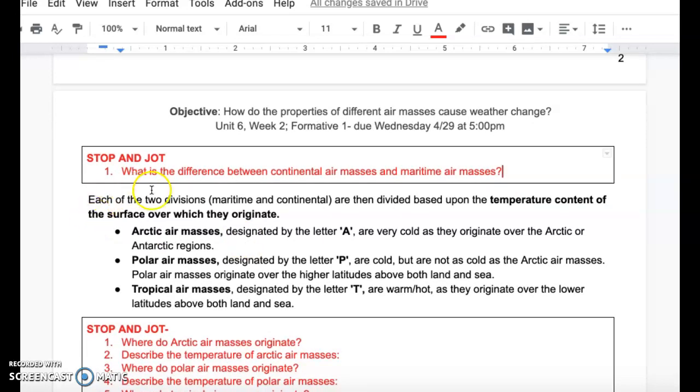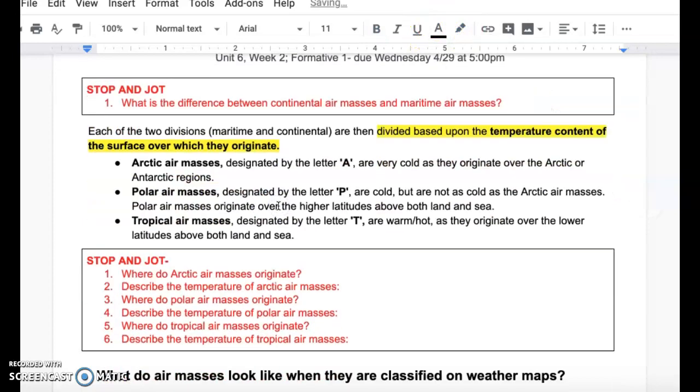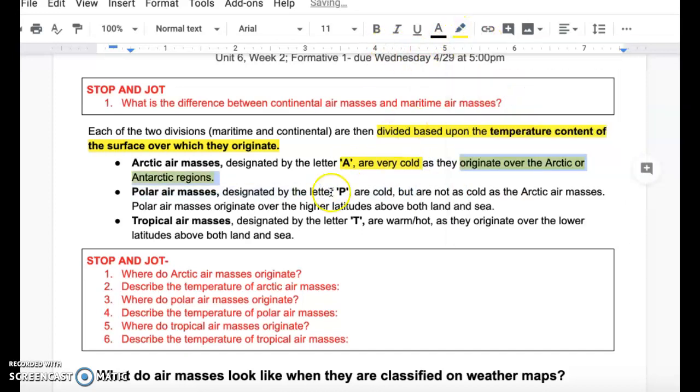Each of the two divisions, maritime and continental, are then divided based on the temperature content of the surface they originate. Go ahead and highlight that last fragment. Arctic air masses, designated by the letter A, are very cold. So I'm going to highlight A, cold. They originate over the Arctic or Antarctic regions. Okay, that's easy to remember.